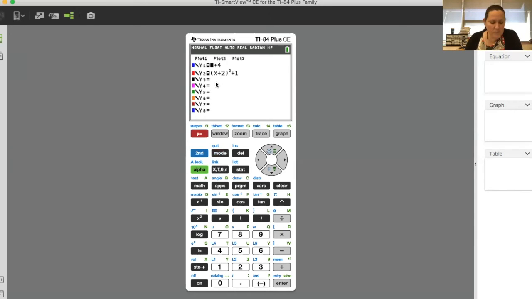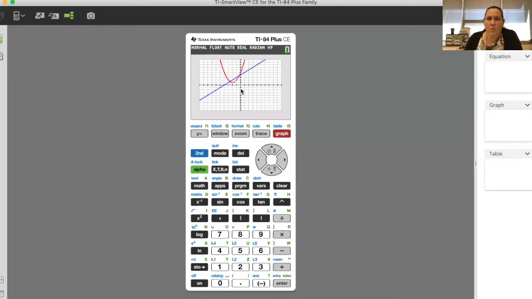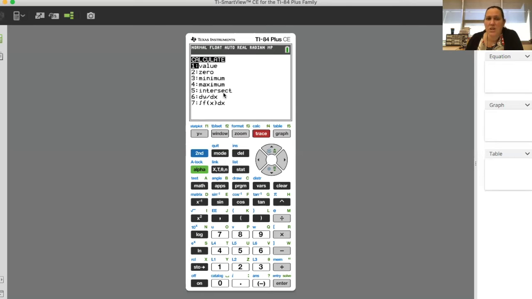Okay, so I have x plus 4 and then I have (x plus 2) squared plus 1. So one's a line and one is a parabola. And when I go to graph, there they are. Now I want these 2 points, and the calculator can tell me exactly what those are. The calculator has this calculate option right above the trace button. So if I push second trace, that gives me my calculate menu. Number 5 says intersect. I want where these two graphs intersect. That is a solution. So I want number 5.